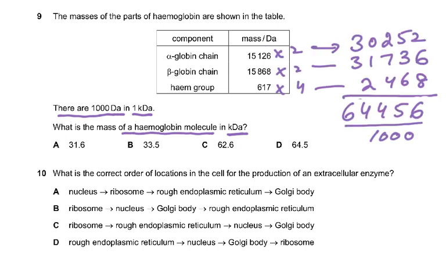Now coming to question number 9, the masses of the parts of hemoglobin are shown in the table: alpha globin, beta globin, heme. So we've done that. Then I'll show you the working of it, because there are 2 alpha globin and 2 beta globin chains, so multiply those by 2, and the heme groups will be 4, so you multiply that by 4. You get this, and you divide it by 1000 to get the answer in kDa. So this would be D, 64.5.